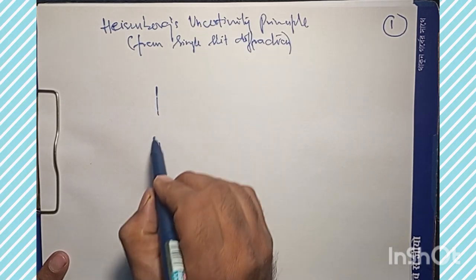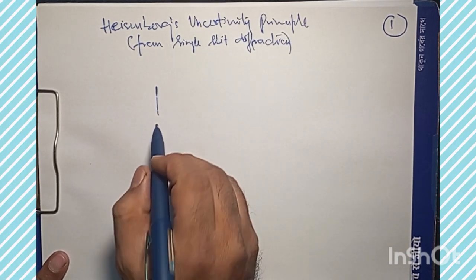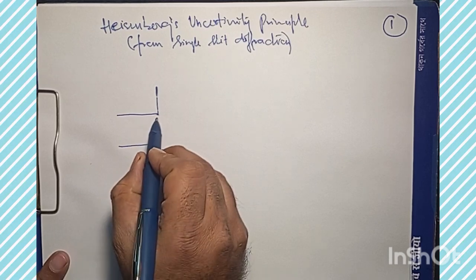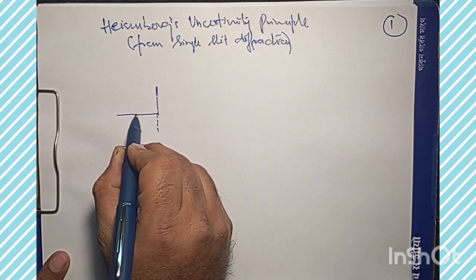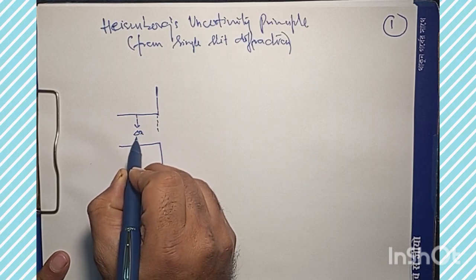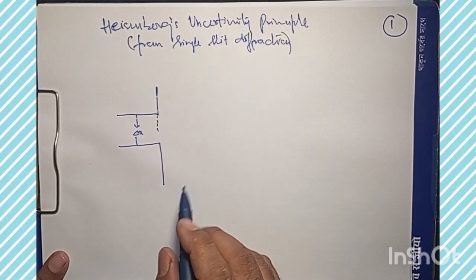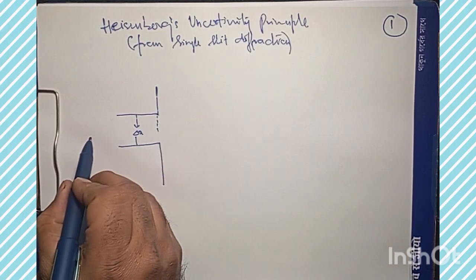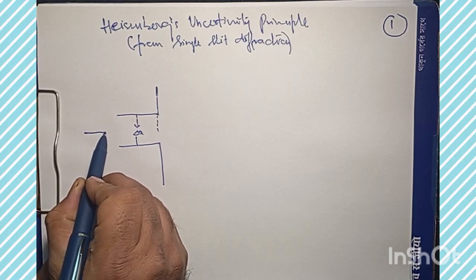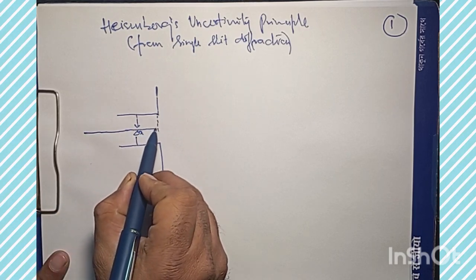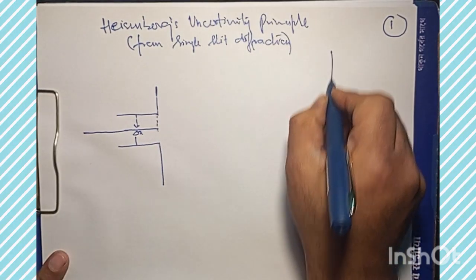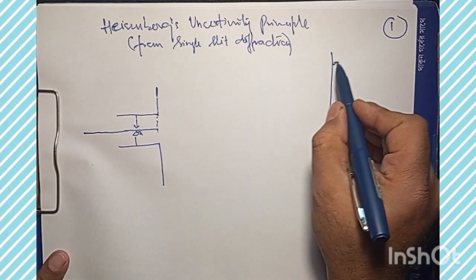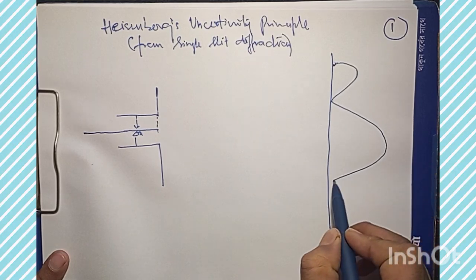Let me assume that this slit has a width equal to delta x. And let us assume that a collimated beam of electrons travels through this slit. And here we have a screen, and what we will observe is a diffraction pattern.